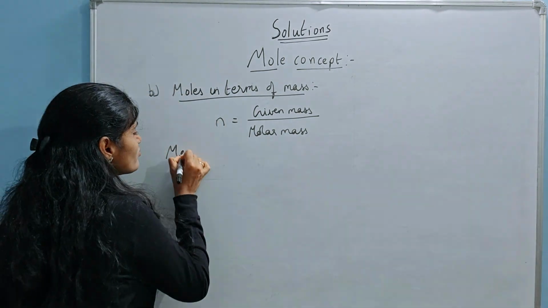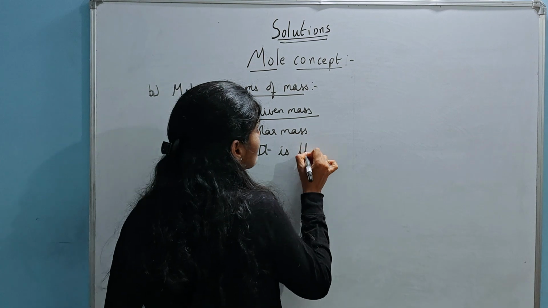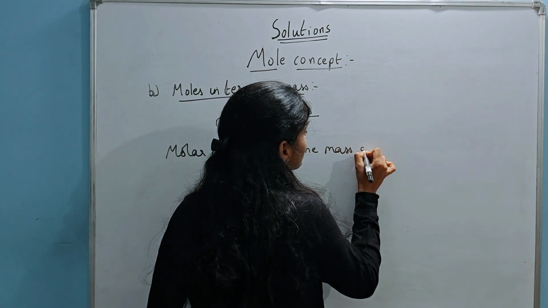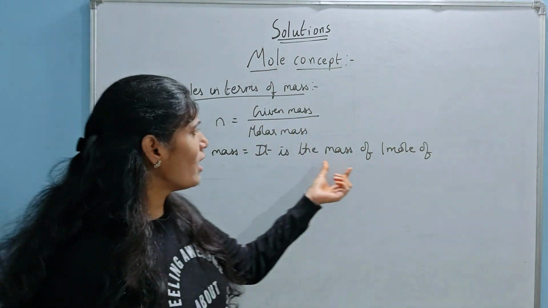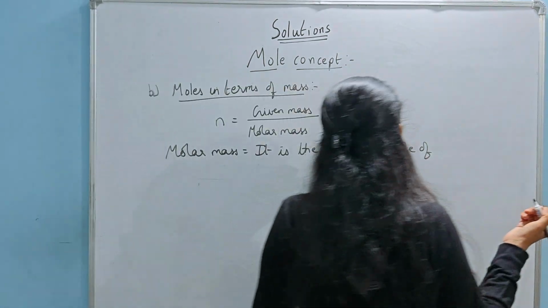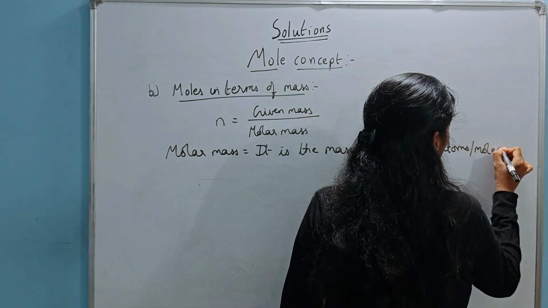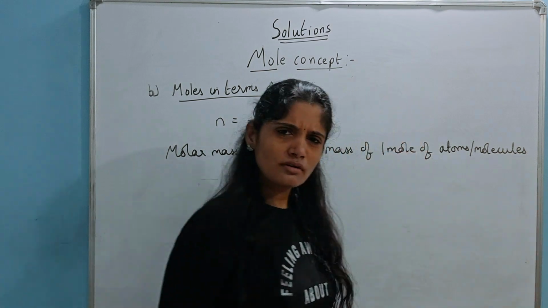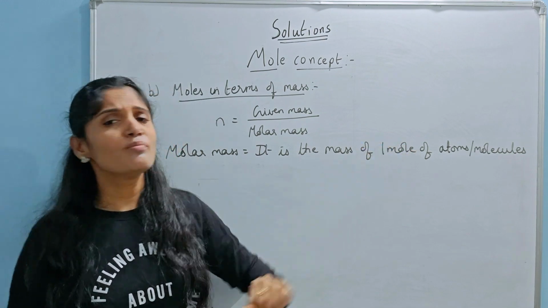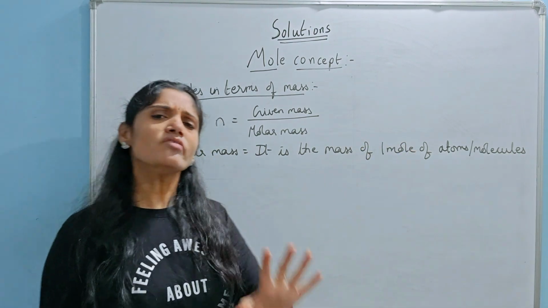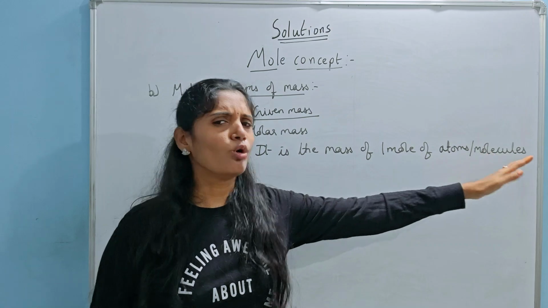Now, as the name suggests, molar mass, it is the mass of 1 mole of, okay, 1 mole of what? 1 mole of atoms or molecules. Am I right? It is the mass of 1 mole of atoms or molecules, or any particles you are taking over there. But the condition is the quantity should be 1. So molar mass is the mass of 1 mole of atoms or molecules or whatever particles you are taking.